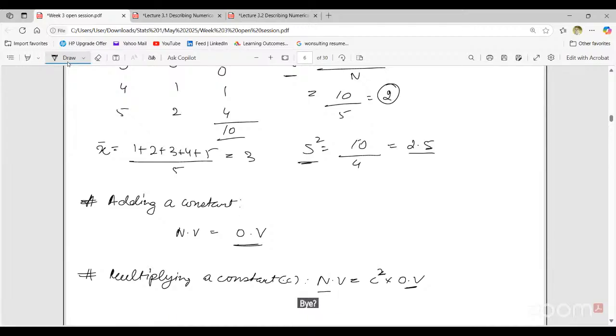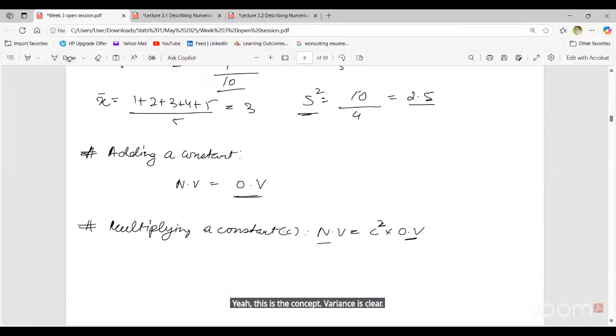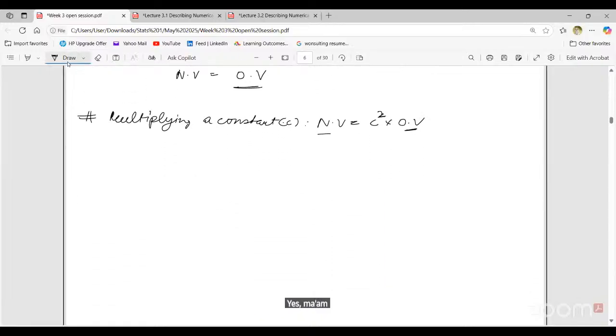Yes, this is the concept. Is variance clear? Okay. Now, the third thing.